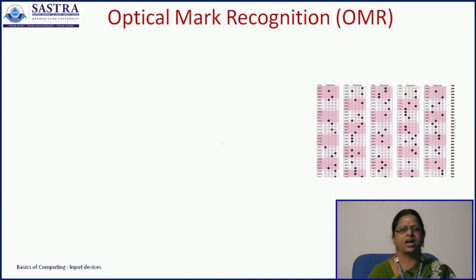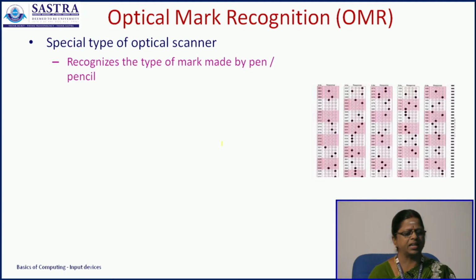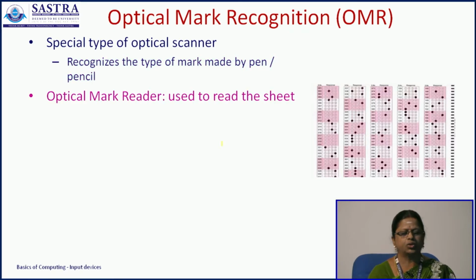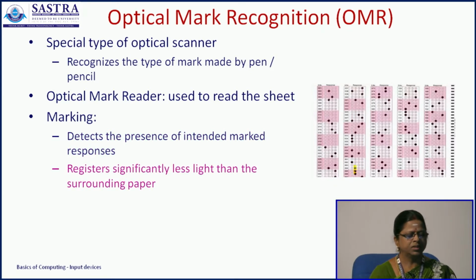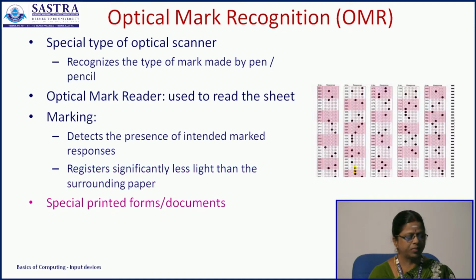Next is the OMR, which is optical mark recognition. It is a special type of optical scanner which recognizes the type of marks made by the pen or pencil. An optical mark reader is used to read the sheet. The sheet has got markings, and the OMR detects the presence of intended mark responses. These are the intended mark responses which are present in this sheet. The markings register significantly less light than the surrounding paper.